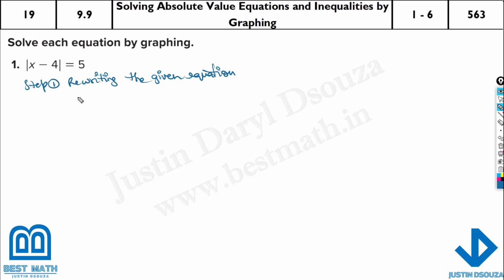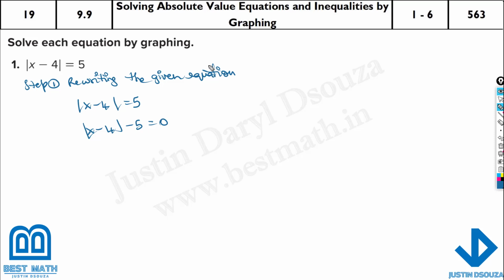So step 1, rewriting the given equation. Whatever is given over here, |x minus 4| equals 5, right? We cannot put this in the calculator and get the graph unless and until we make everything at one side. That means this 5, take it to the other side. It's going to be |x minus 4| minus 5 equals 0. Now this is it. This is the first part.